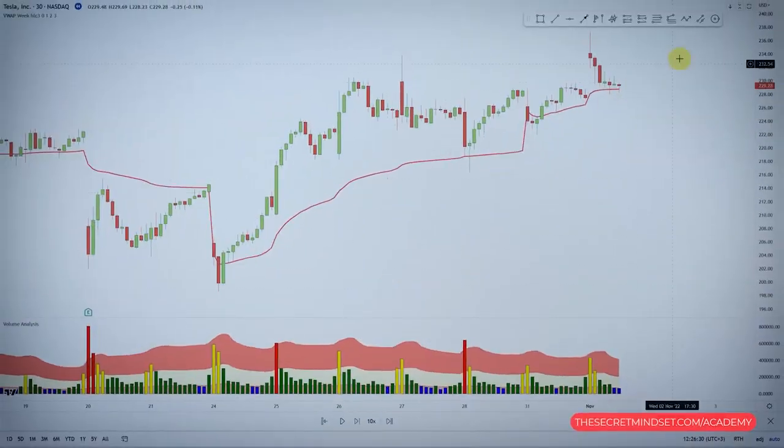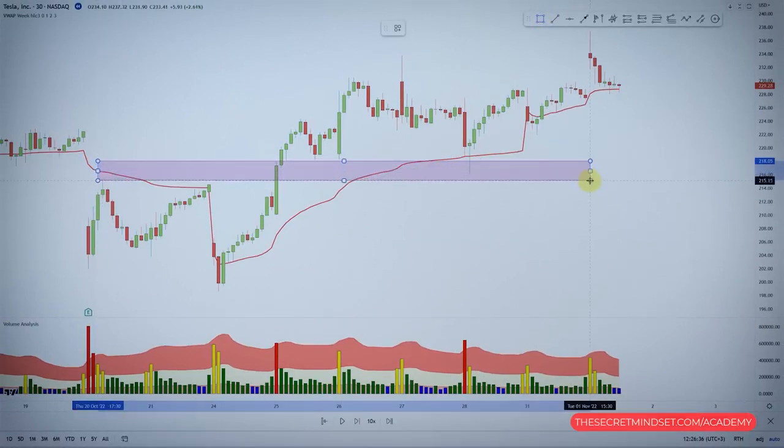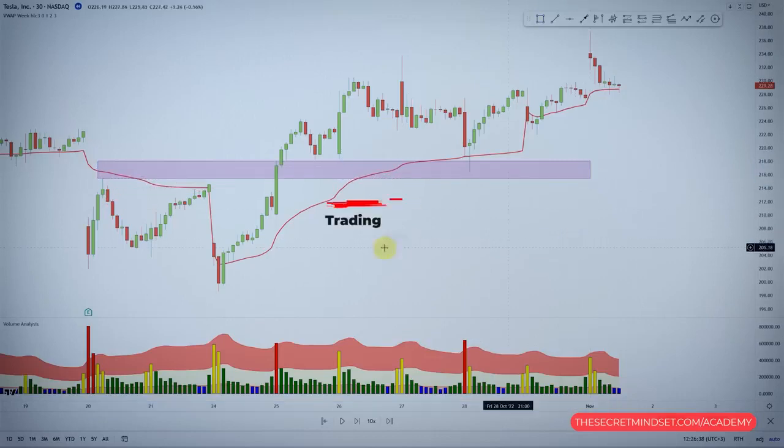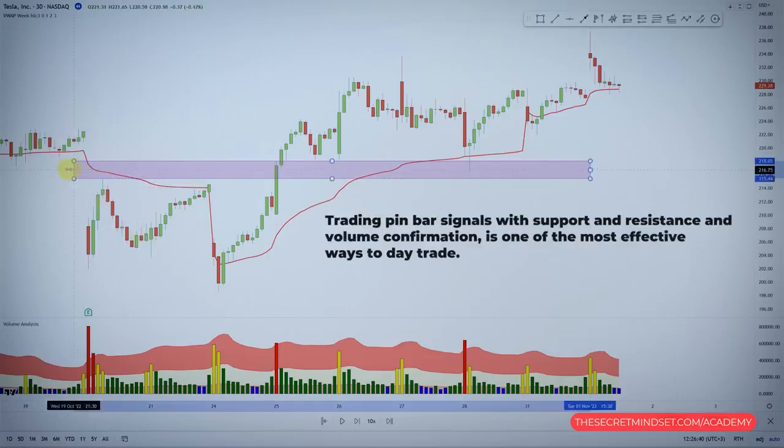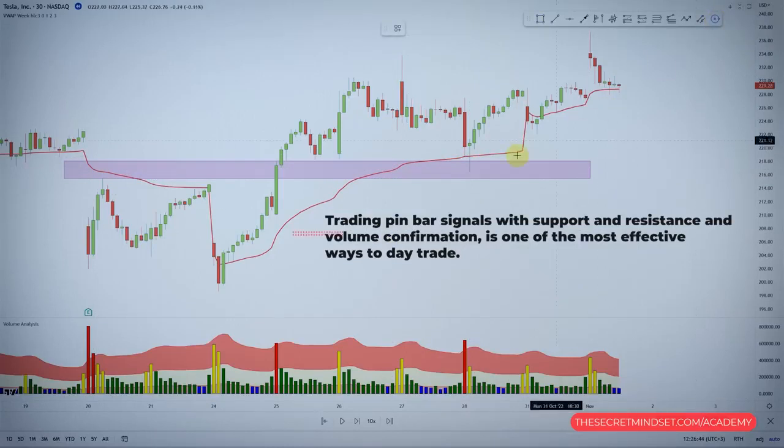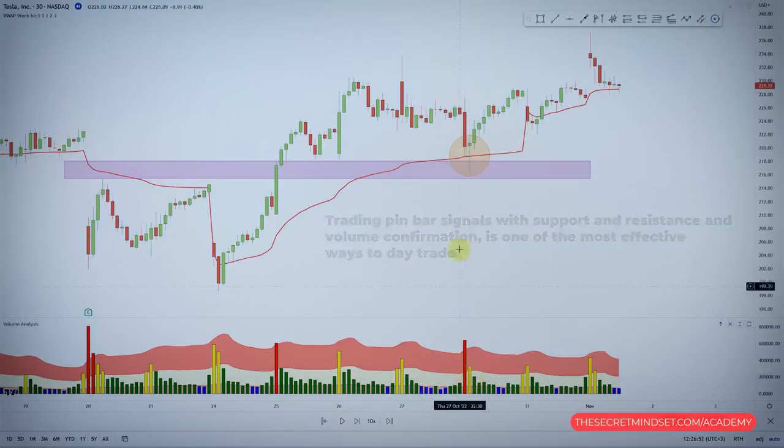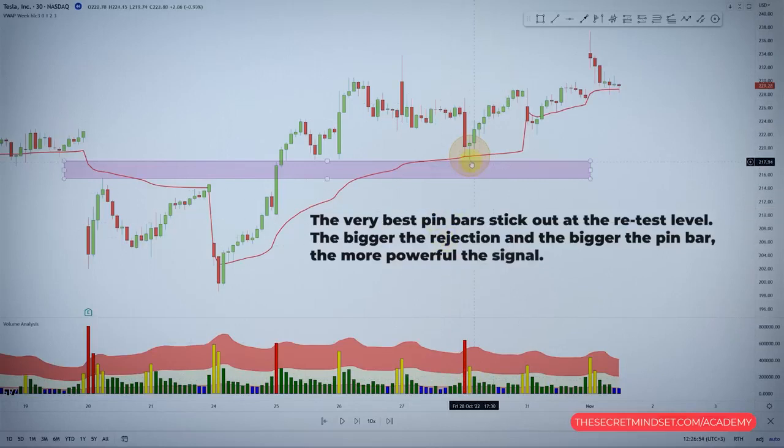The pin bar is one of the most powerful price action signals during retests, and the signal I rely the most in my trading. A pin bar signals that a reversal may be about to take place in the price action. Trading pin bar signals with support and resistance and volume confirmation is perhaps one of the most effective ways to day trade. The very best pin bars stick out at the retest level.